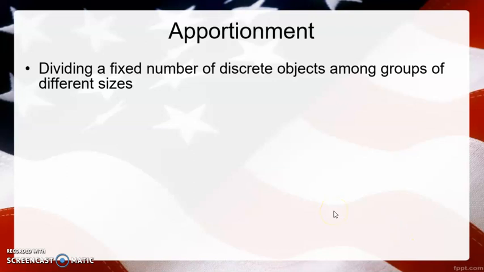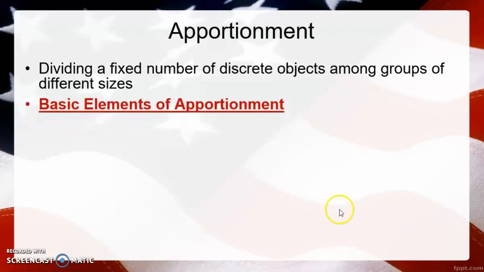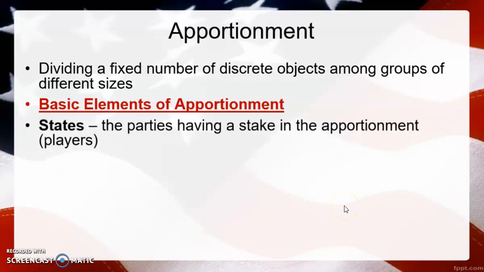So there are some basic elements we're going to work with in apportionment. The first one is the states, and the states refers to any party that has a stake in the apportionment. You could also think of them as the players. We call them the players in fair division. We call them the states in apportionment.